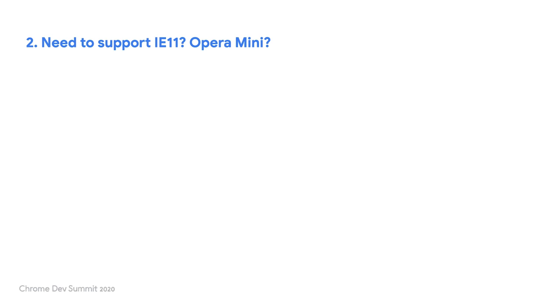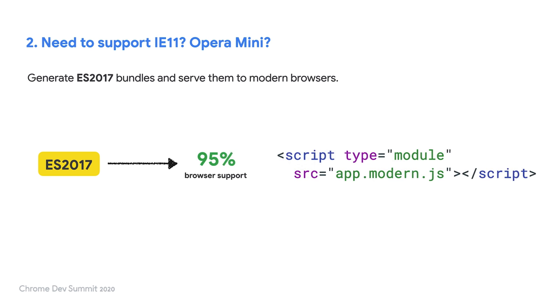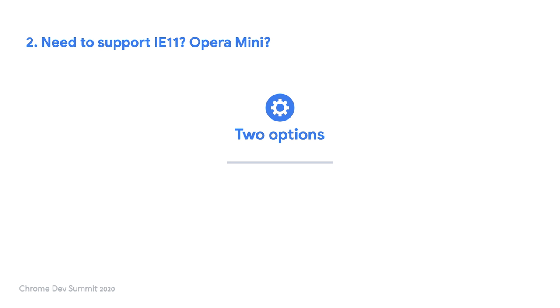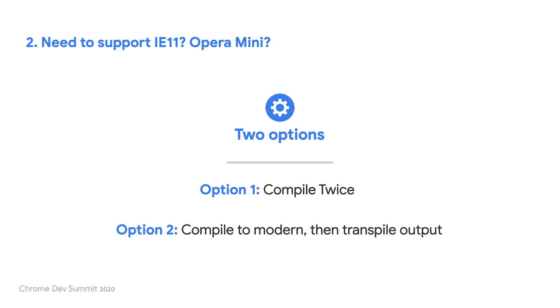First, generate ES2017 bundles for your application and serve those to modern browsers using script type module. Then generate polyfilled ES5 bundles and serve those to legacy browsers using script no module. There's no expensive server setup or user agent sniffing required, and it lines up really nicely with our ES2017 sweet spot. There are 2 ways to generate these 2 sets of JavaScript files. The first is to compile your application twice, and the second is to compile your application for modern and then transpile the output.